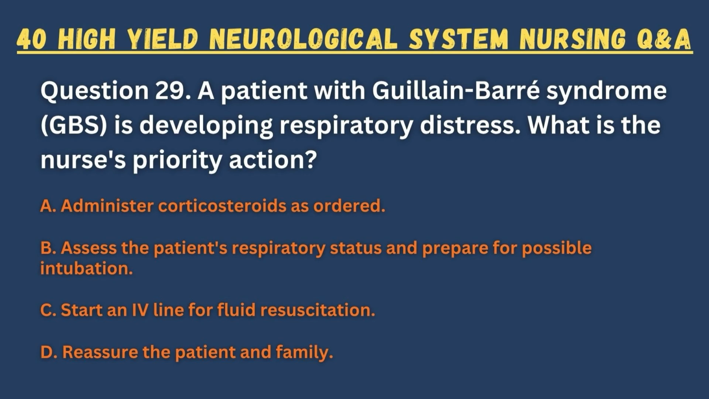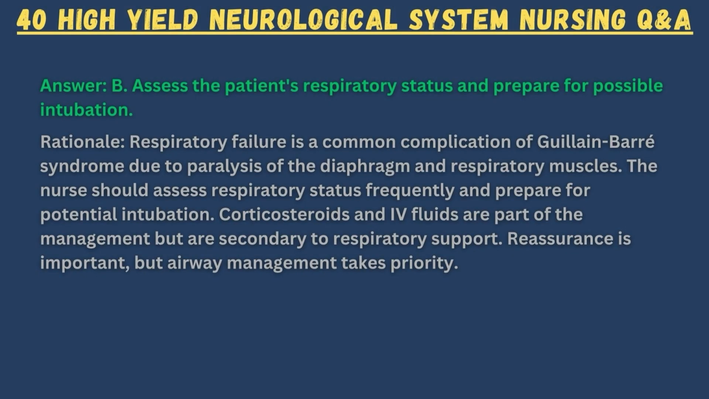Question 29. A patient with Guillain-Barré syndrome (GBS) is developing respiratory distress. What is the nurse's priority action? A. Administer corticosteroids as ordered. B. Assess the patient's respiratory status and prepare for possible intubation. C. Start an IV line for fluid resuscitation. D. Reassure the patient and family. Answer. B. Assess the patient's respiratory status and prepare for possible intubation.